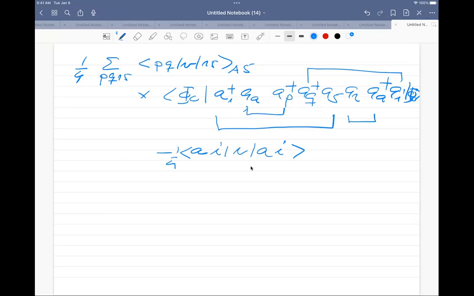Then, when you look at the contractions here, there are 3 more possibilities, plus 3 more. And they will give rise to different types of, so this is an anti-symmetrized matrix element. And they will give rise to 3 matrix elements which are similar to that one. So what we need to keep in mind is that these matrix elements have a specific symmetry.